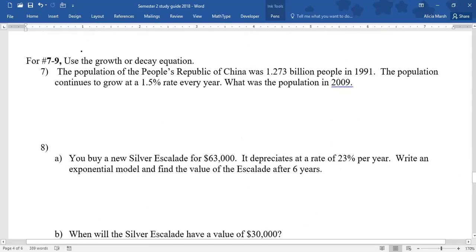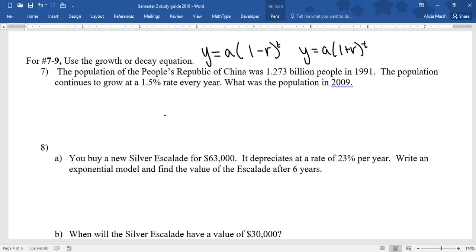For 7 and 9, we have to use the growth decay equation. So that's the equations that look like this, or the one that looks like this. Okay, so the population of the People's Republic of China was 1.273 billion people in 1991. Population grows at a 1.5% rate each year. I want to know what the population is in 2009.